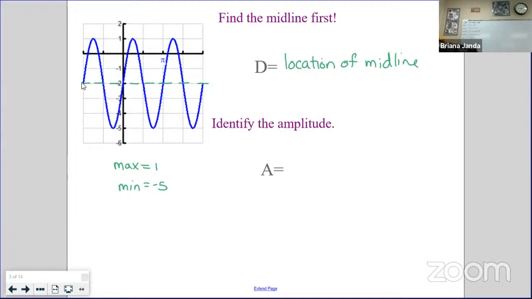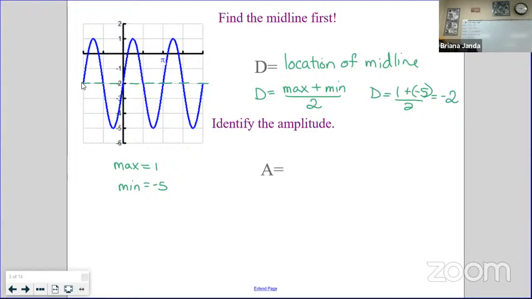If you are a formula person, I would identify what my maximum and my minimum are. And your formula for finding D then would be your maximum plus your minimum divided by 2. The midline is the average of those two values. Well, our maximum is 1. I'll show you how this works here. Plus our minimum of -5 would be -4. And -4 divided by 2 is -2. That's exactly where we drew our line.